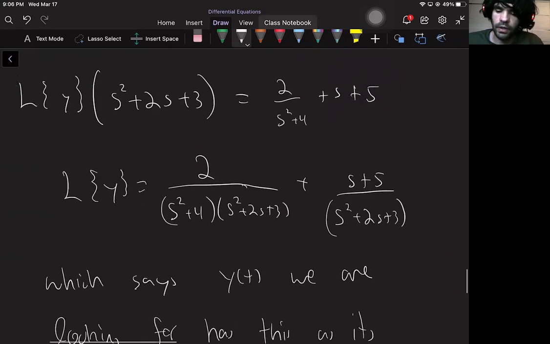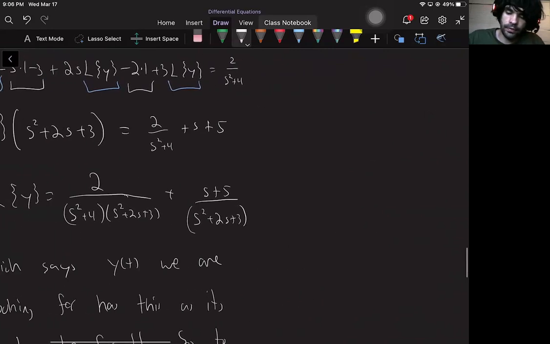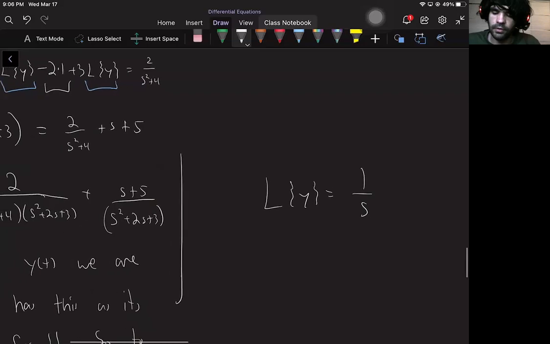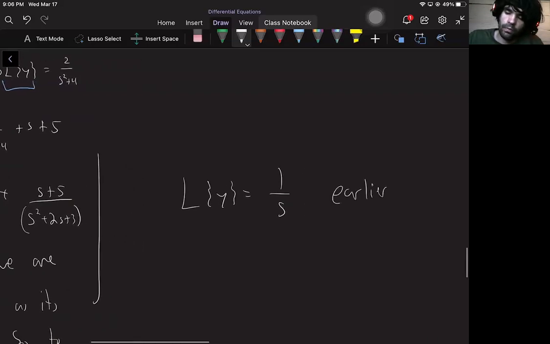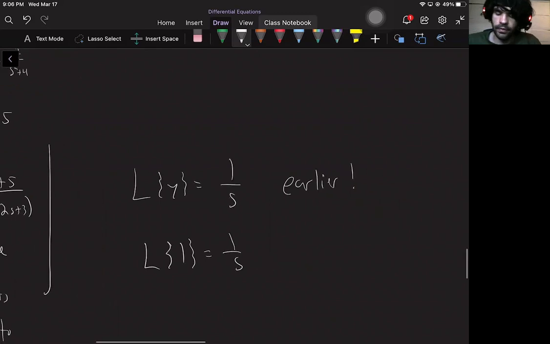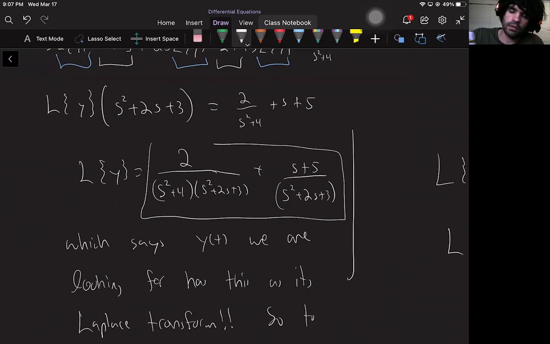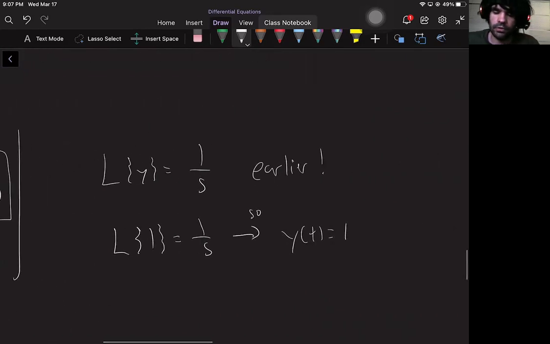The idea is something like this. Let's think of something simpler. What if I ended up with L of y equals 1 over s instead, something much simpler? Well, earlier we already figured out that the Laplace transform of 1 was 1 over s. So this would tell us that the function we were looking for was just the function 1. And that's the idea here, except it's much more complicated. We're looking for which function gets transformed into this big giant monster. It's not just 1, unfortunately.